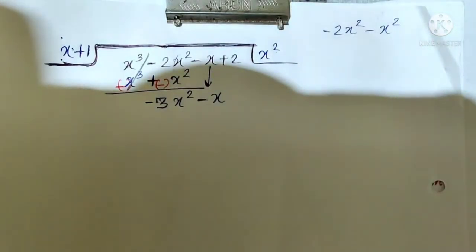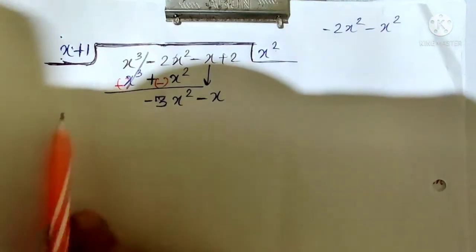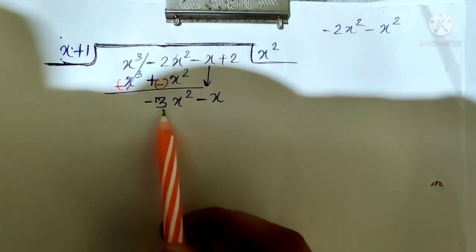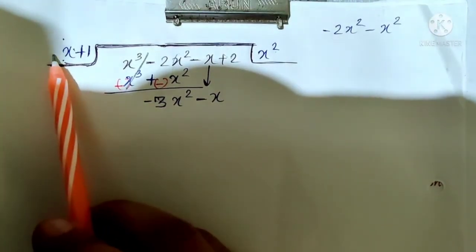Okay, now by which number should I multiply x, this given divisor, so that it becomes 3x square? See, first I need a number, right? Is any number there before that x? No.